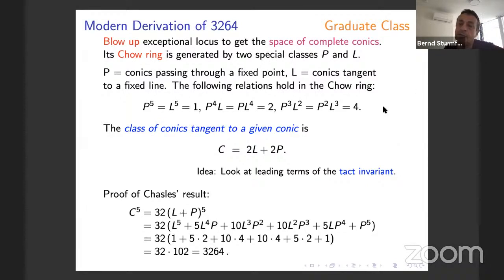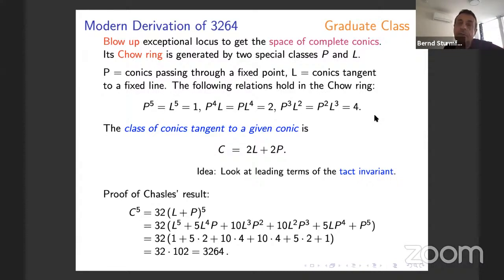So in a graduate class on algebraic geometry, you would learn about blowups. The lady from Scotland mentioned that she's studying blowups. So what you would do is you look at the exceptional locus and you blow up this exceptional locus. This is the surface of double lines inside the P5 of all conics. So you blow this up and you get an enhanced version of our P5. That's a 5-dimensional manifold called the space of complete conics.